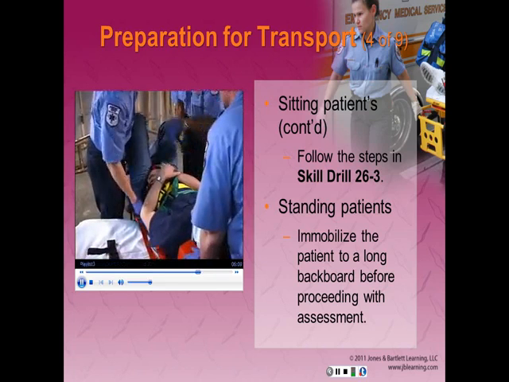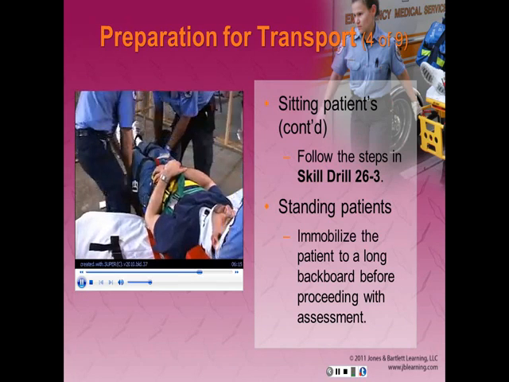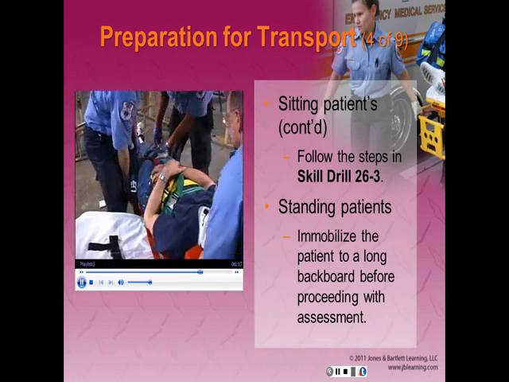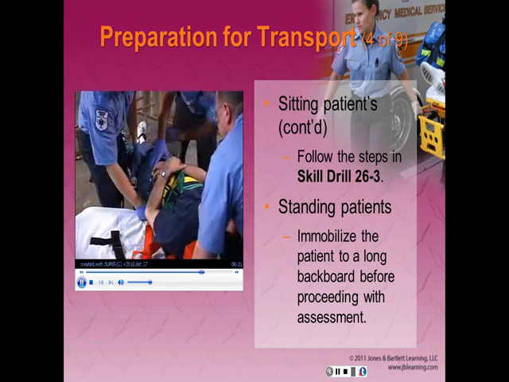Once the patient is properly positioned on the board, the ischial straps can be loosened. Strap and secure the patient to the longboard. Remember that all patient movement must occur as a coordinated unit.